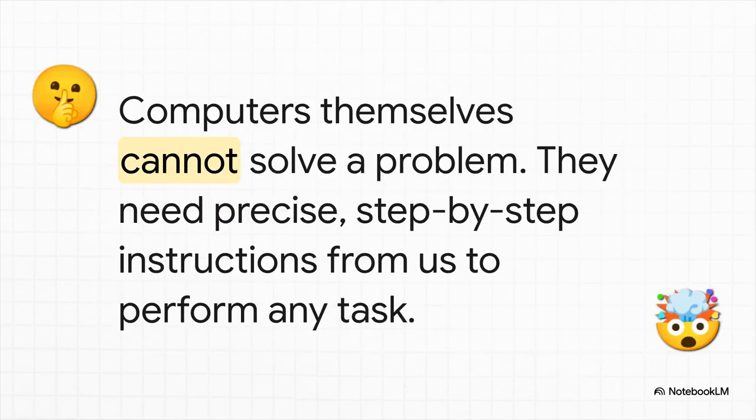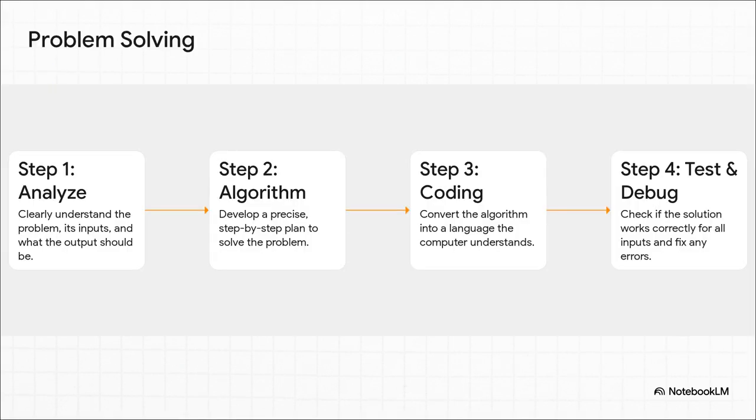Okay, but here's the big secret. The main idea for this whole explainer. Computers on their own can't solve a single problem. Not one. They're basically just incredibly fast and obedient tools that sit there waiting for us to give them exact step-by-step instructions. So, how does anything get done? It happens through this universal four-step master plan.